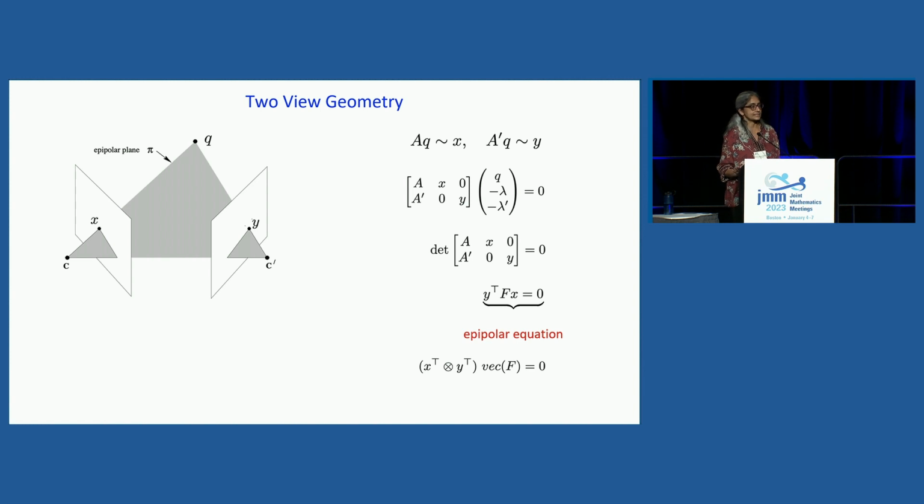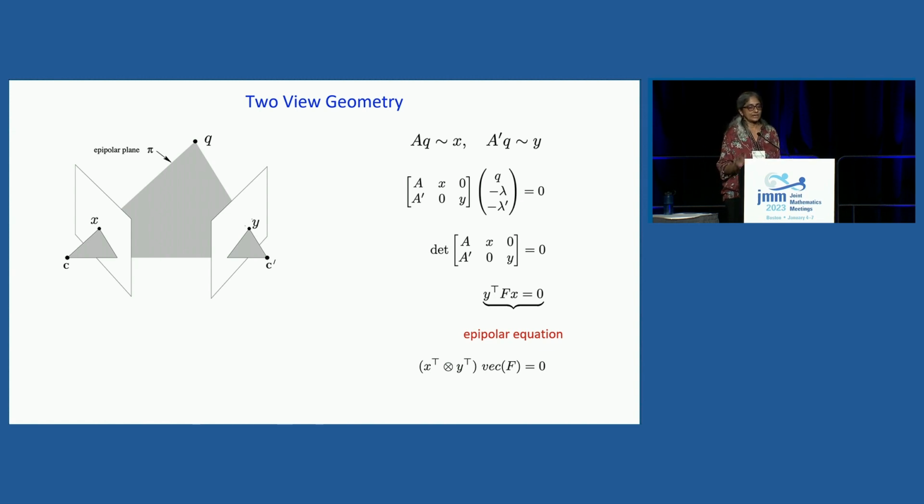So this matrix is a 6 by 6 matrix. So remember, A and A prime are 3 by 4 matrices. X is a column, and Y is a column. So altogether, the matrix is 6 by 6, and we're saying that there's something in its kernel. So I can rewrite this by eliminating Q and the lambdas as just determinant equal to 0. OK, so that, in turn, is a bilinear equation in X and Y. So we can rewrite that as, say, Y transpose Fx, where F is some matrix. And this is called the epipolar equation of two cameras.